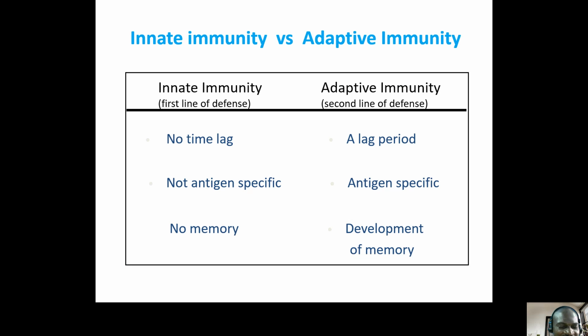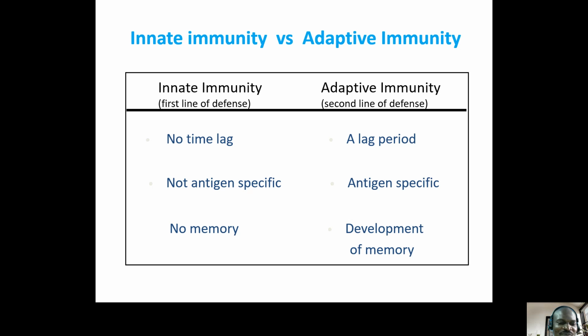Just to sum up today's lesson, innate immunity versus adaptive immunity. We're just trying to see the differences and similarities. Innate immunity is the first line of defense. It's also called natural immunity. As we've said, there is no time lag, it doesn't have a specific time frame, but in adaptive immunity, there is a lag period.